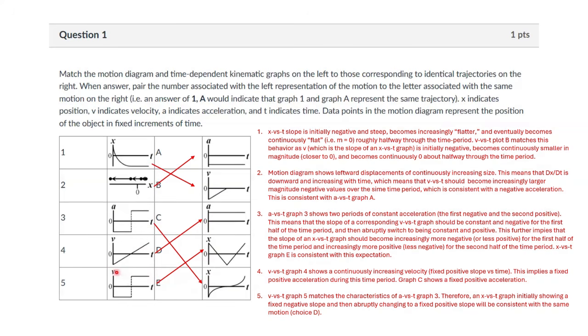Finally, graph 5 shows a velocity versus time graph, just like the acceleration versus time graph up here. Since velocity is the slope of a position versus time graph, this means I should initially have a negative slope for the beginning time period, and then at the break point, that should abruptly change to become a positive slope. Graph D, position versus time. I initially start with a negative slope that's constant, break point, positive slope that's constant. So graph 5 corresponds to graph D. That's all of the matching.